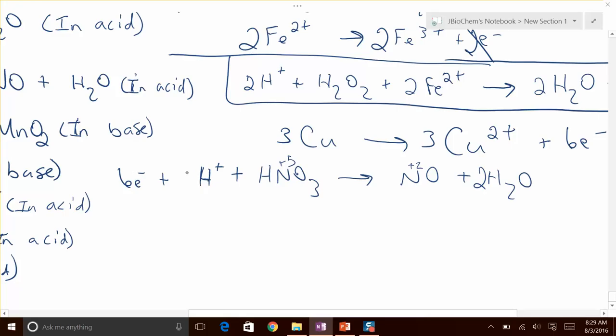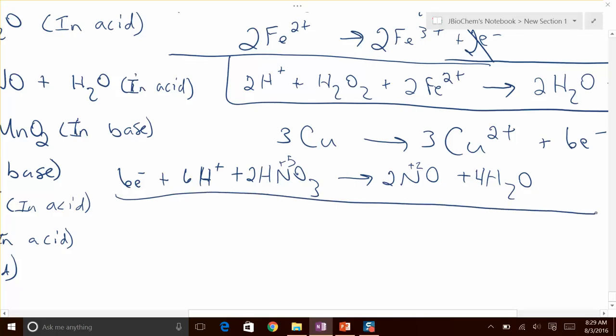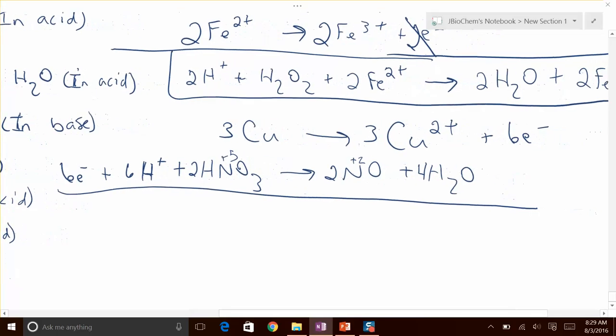So 3 coppers, 3 copper 2 pluses, and I'm going to change this to 6 electrons. Okay? This is 6 electrons now. Times 6 H pluses times 2 HNO3s and 2 NOs and 4 H2Os. Okay.